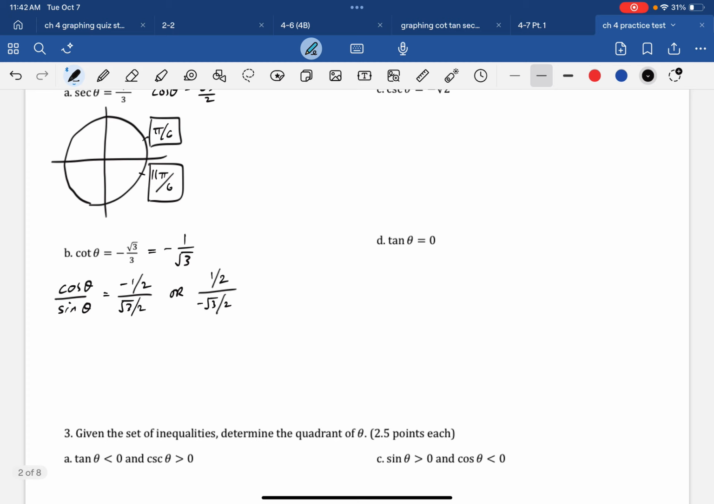So that tells us that we are at either one of these 2 points on the unit circle. Either the x value is negative 1/2 and the y value is root 3 over 2, which is right here, or the x value is positive 1/2 and the y value is negative root 3 over 2, which is right here. And so that corresponds to 2 pi over 3 and 5 pi over 3.